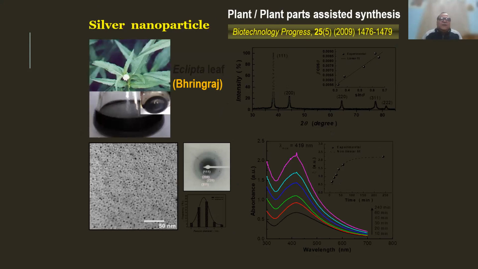Now we come to the plant system. We all know about Bhringaraj, it's very common, Eclipta alba. That gave us silver nanoparticles. The particle size was appreciably small. It was less than 20 nanometers.